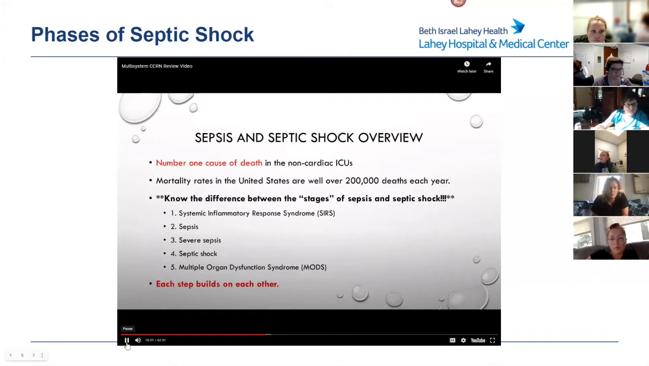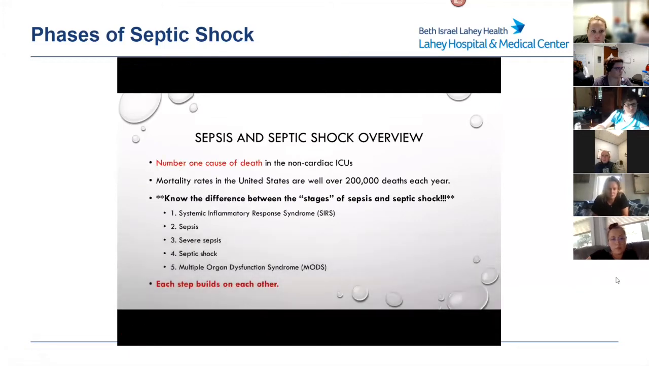Moving on from hypovolemic and hemorrhagic shock, we're going to move into sepsis and septic shock. This is the number one cause of death, you guys hear that okay, in cardiac ICUs. Mortality rates in the United States are well over 200,000 deaths each year.